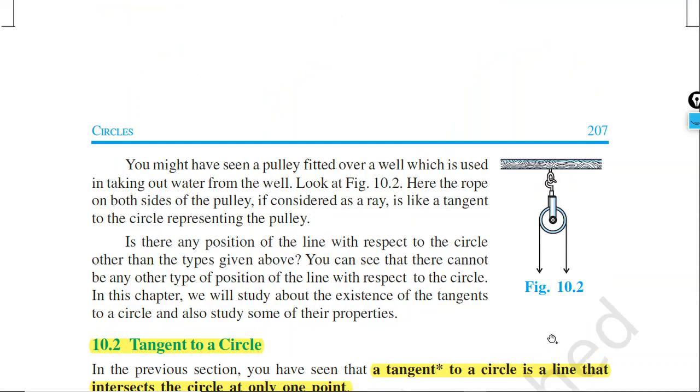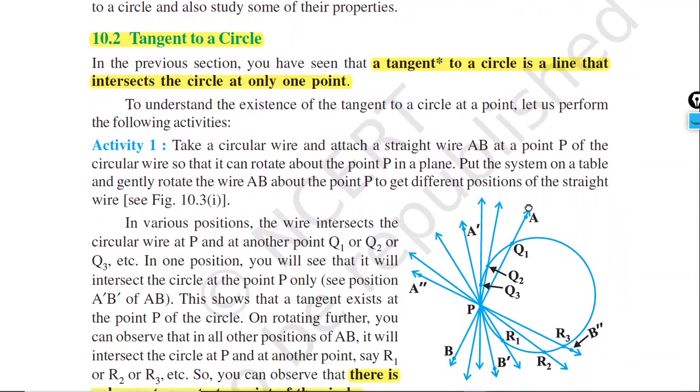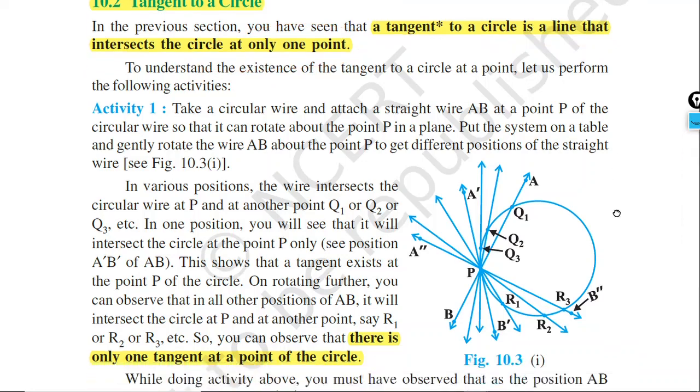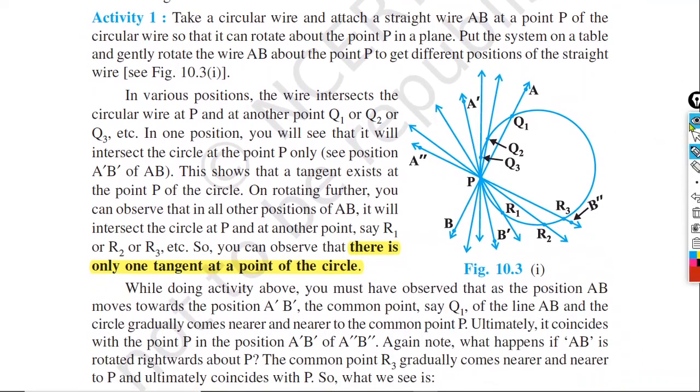Now we will move further. Here you can see tangent of a circle. So far what we know is that a tangent to a circle is a line that intersects the circle at only one point. This is what we have discussed. Now there is an activity for you. Suppose you will take a circle. Please try this activity at home. You need a circular wire and a straight wire for this.